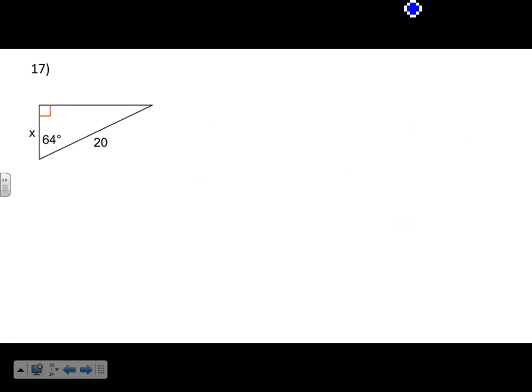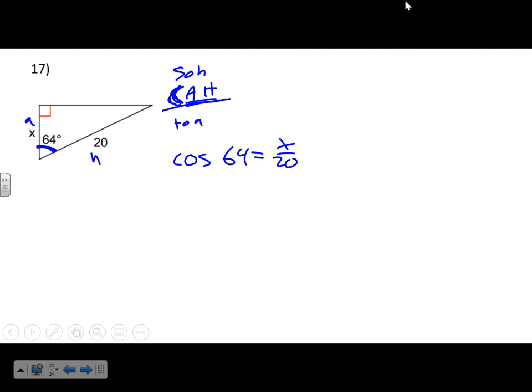So now we have 64. That's the angle we're talking about. So what are the other 2 pieces of information we know? We know this one is the adjacent because it's right next to it, and it's the hypotenuse. So if you look at SOHCAHTOA, adjacent hypotenuse is with the cosine. So cosine of my angle is equal to AH, the adjacent over the hypotenuse, x over 20. Yeah, I should have done this one first. So now my x is in the numerator. It makes it way easier.